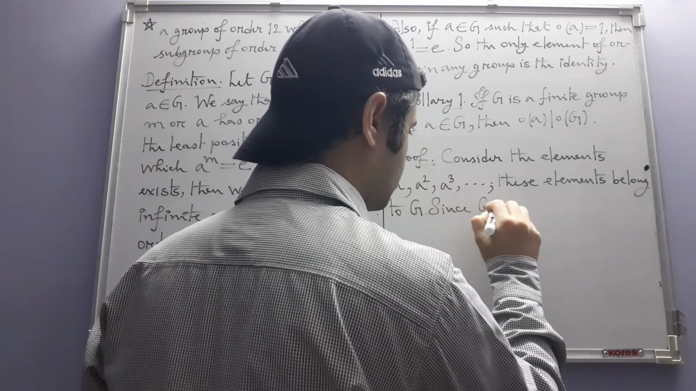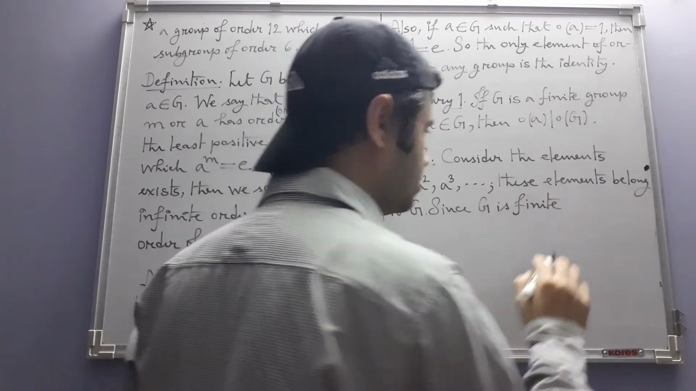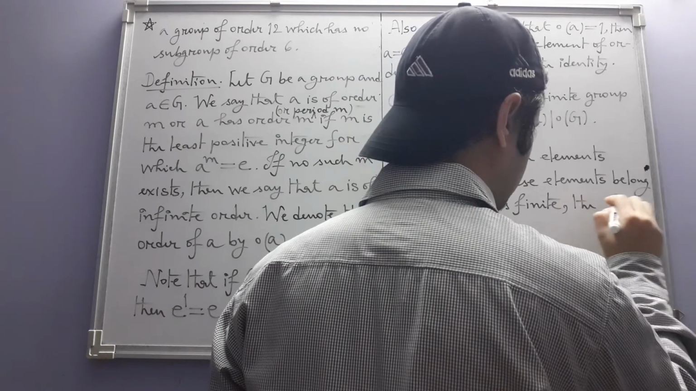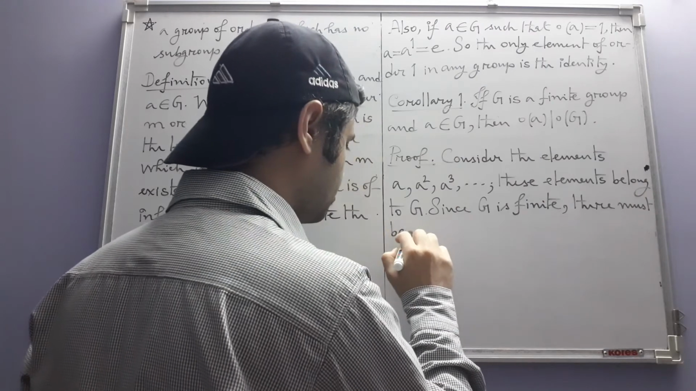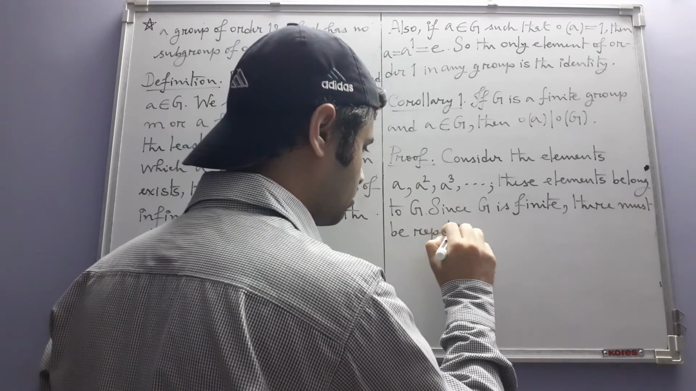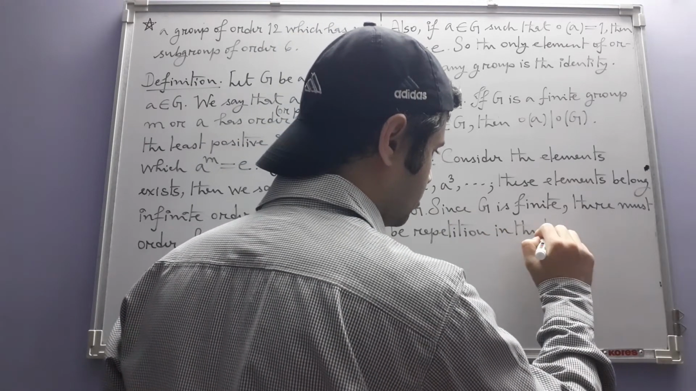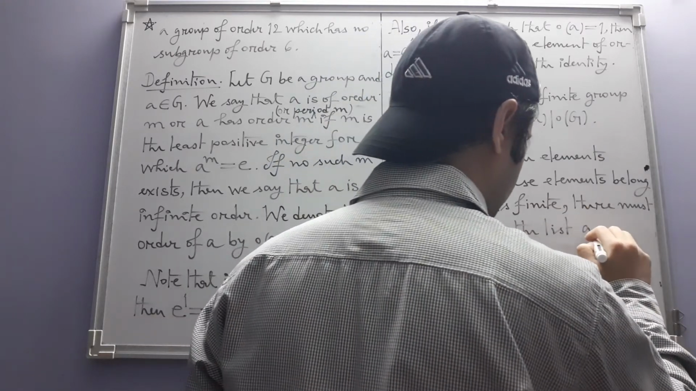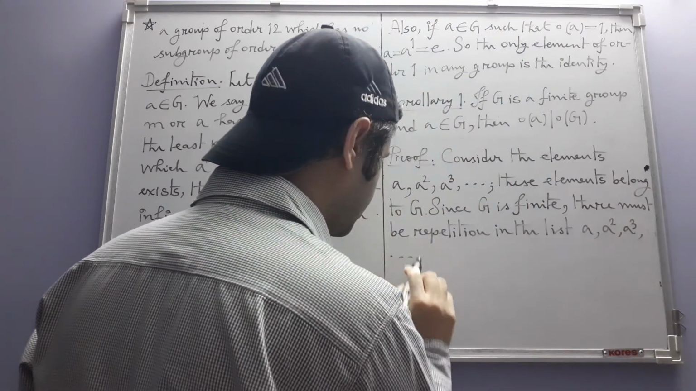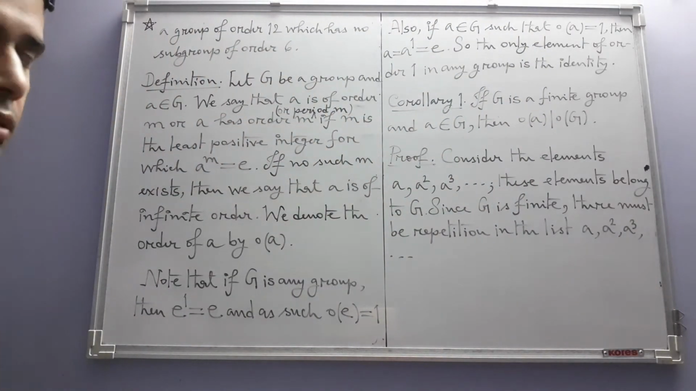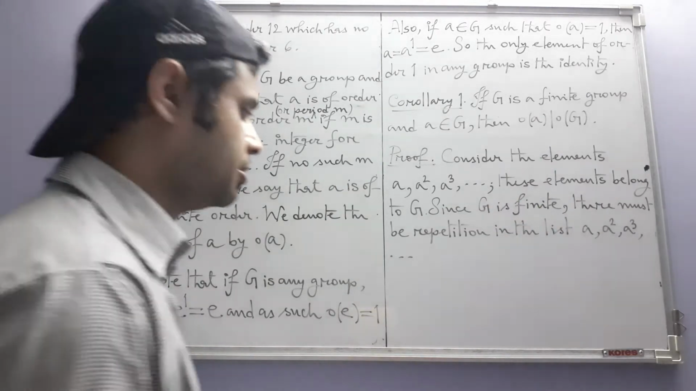Since G is finite, there must be repetition in the list. Because all the elements are in G and G is finite, all of them cannot be distinct. There must be repetition. After some stage there must be repetition.